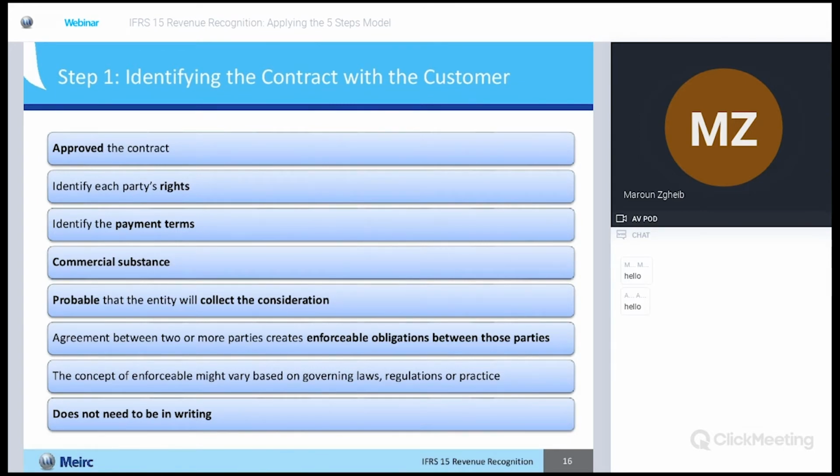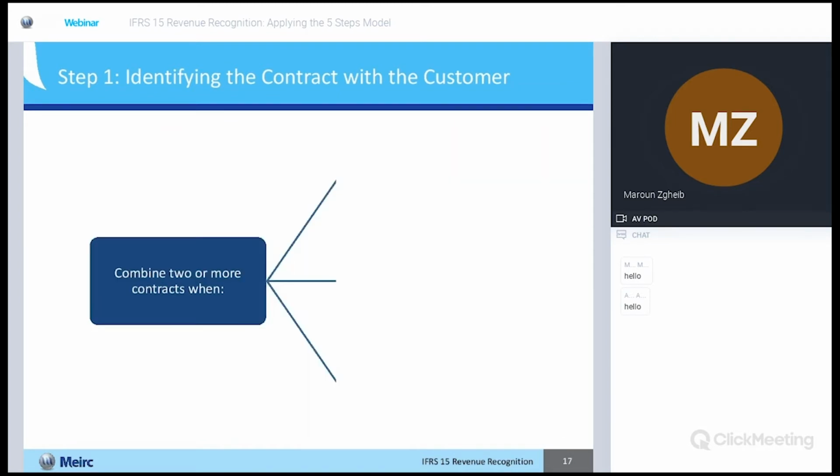So one, there is contract mentioning rights and obligations of both parties. It is enforceable between them. It does not need to be in writing, and it must have a commercial substance. It must not be for free. If it is for free, then IFRS 15 would not apply.